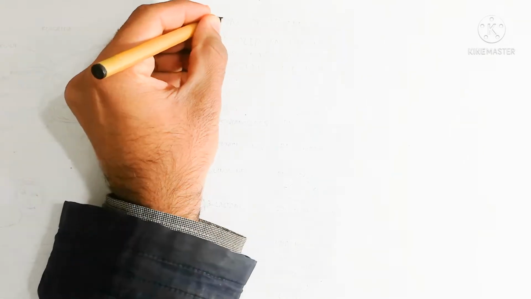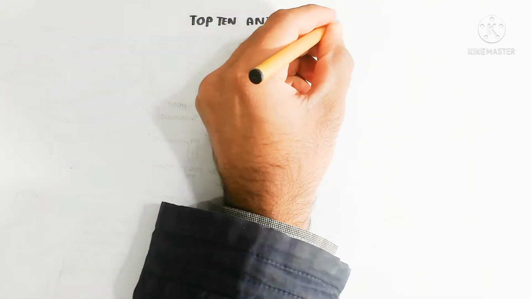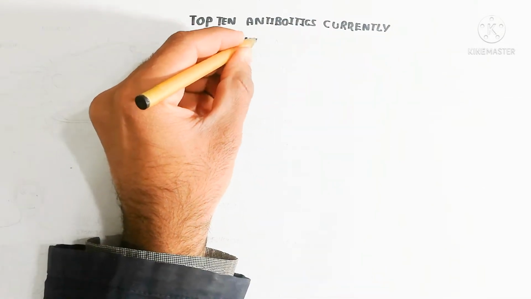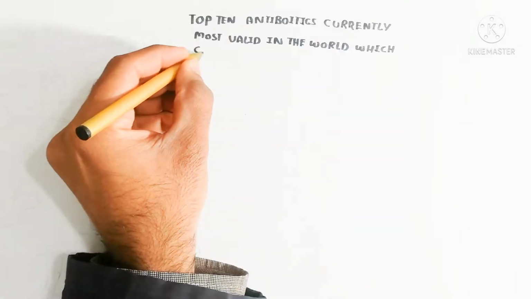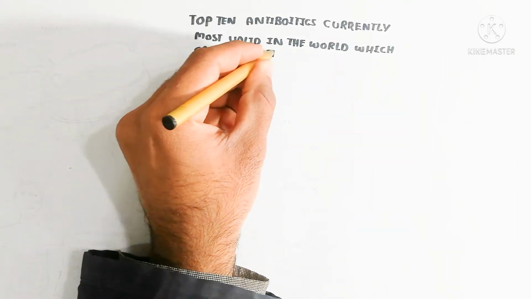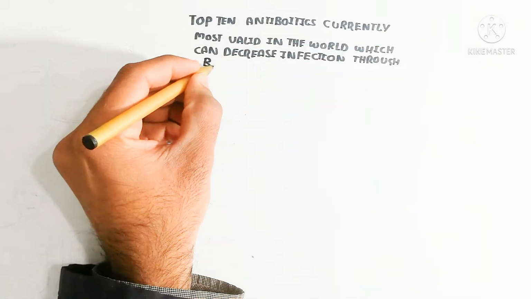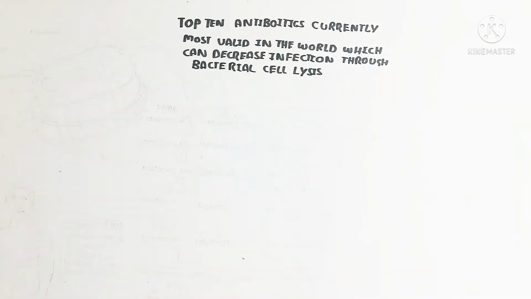Hello, in this video we will discuss the top 10 most valid antibiotics currently used in the world, which can decrease infection through bacterial cell lysis. The bacterial cell lysis is due to the antibiotics that we are using at this time, during the infection prevention mechanisms. First of all, we need to understand the cell structure of the bacteria.